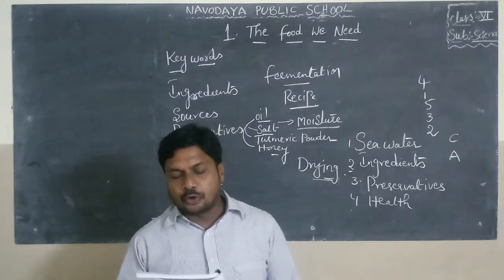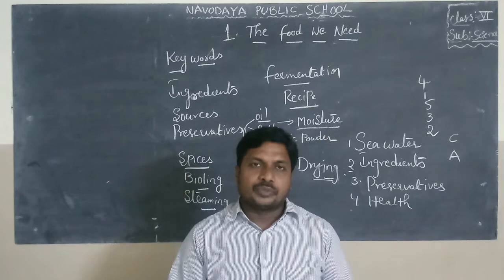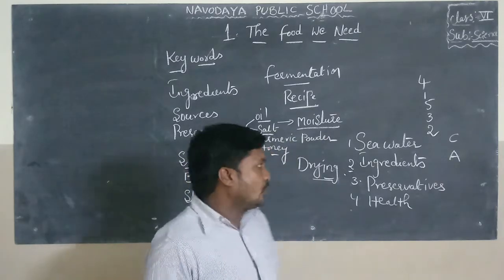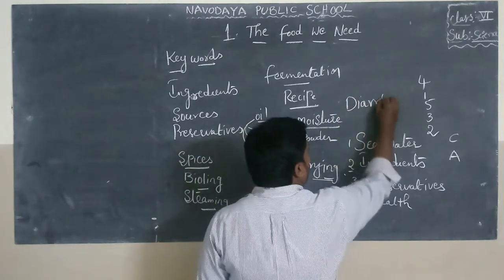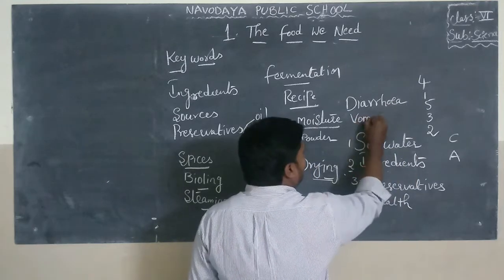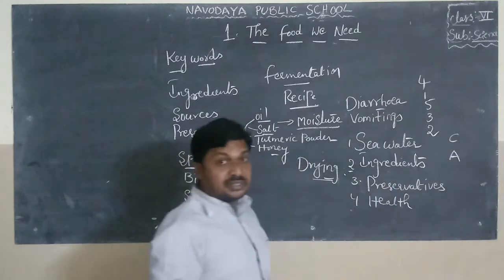How does food get spoiled? Right, its effects on human health. When you will not store food material properly, the food may get spoiled. If you eat spoiled food, you may suffer with, first one, diarrhea. Diarrhea means motions. You may suffer with vomitings. These are the two reasons. Sometimes it may also cause death of a person.